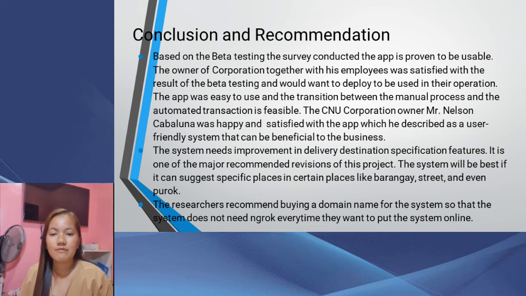The researchers developed an online web-based driver's delivery monitoring system for CNO Corporation. The web-based system will help the business owner smoothly manage and monitor the daily delivery transactions of each driver and monitor the daily gas consumption of the driver.